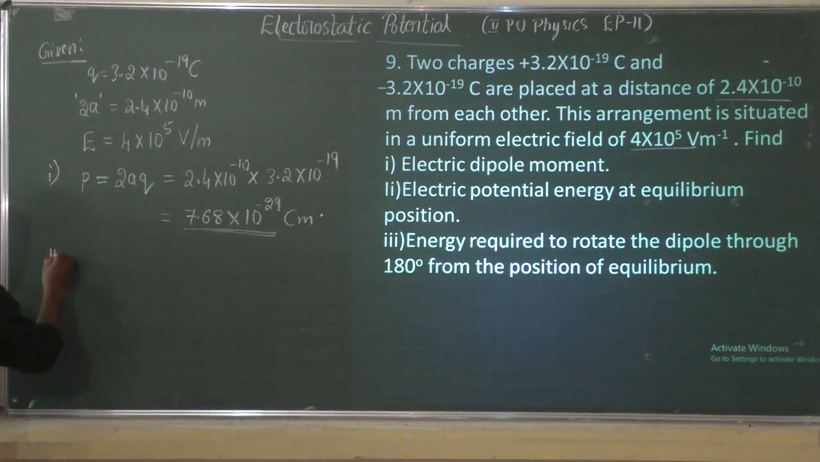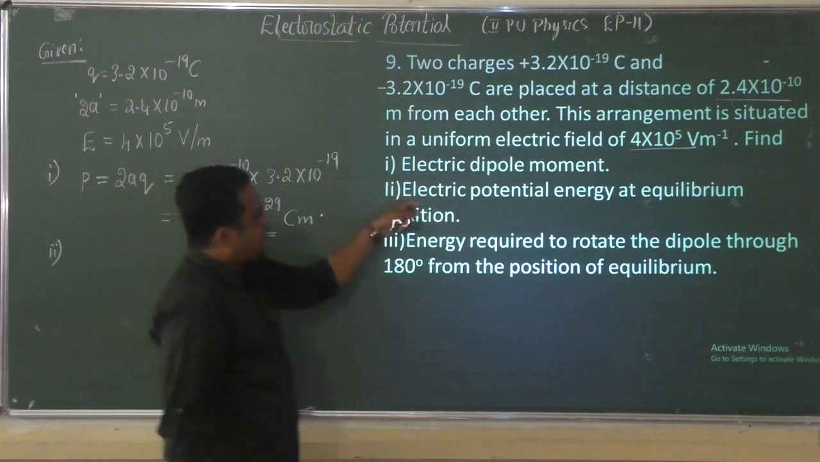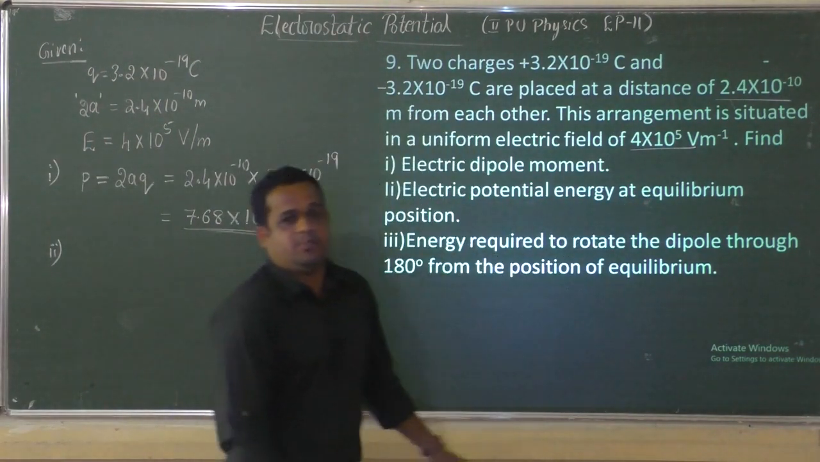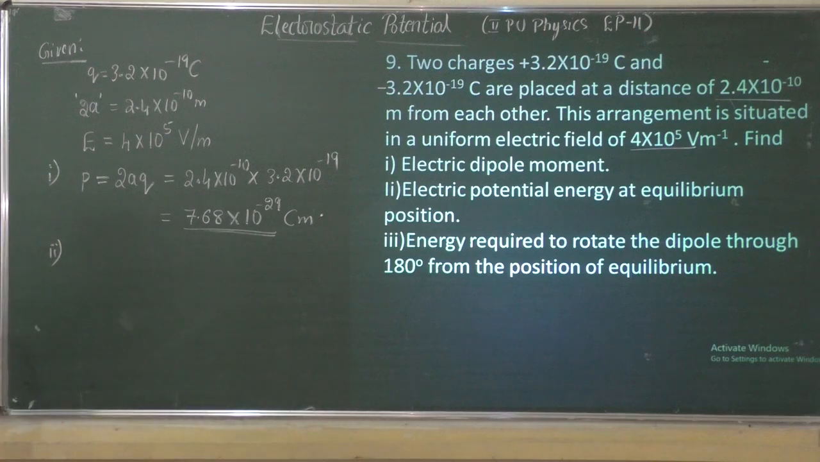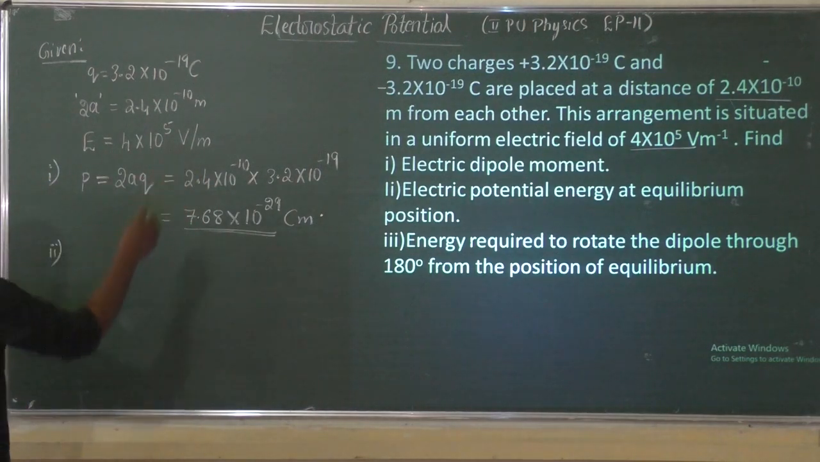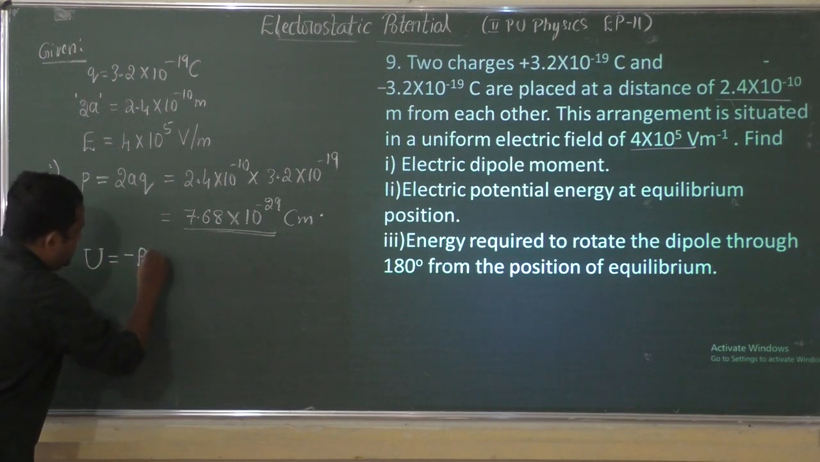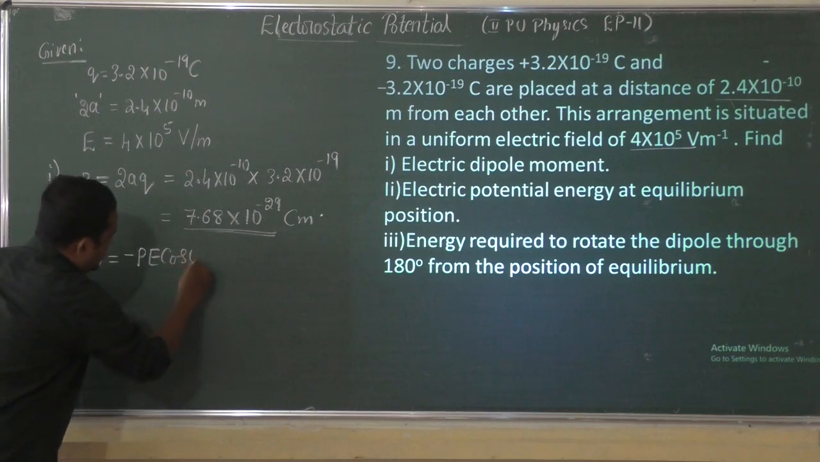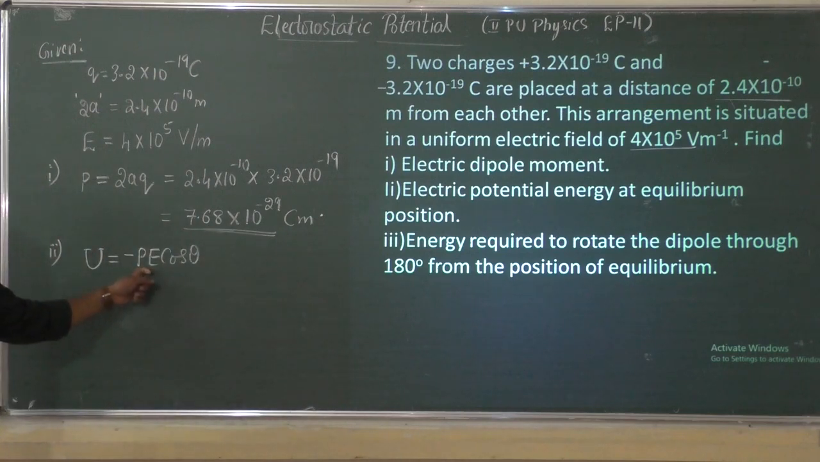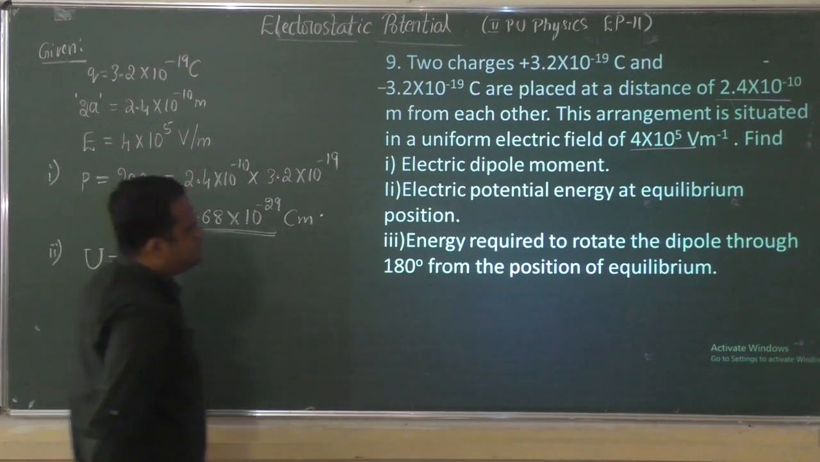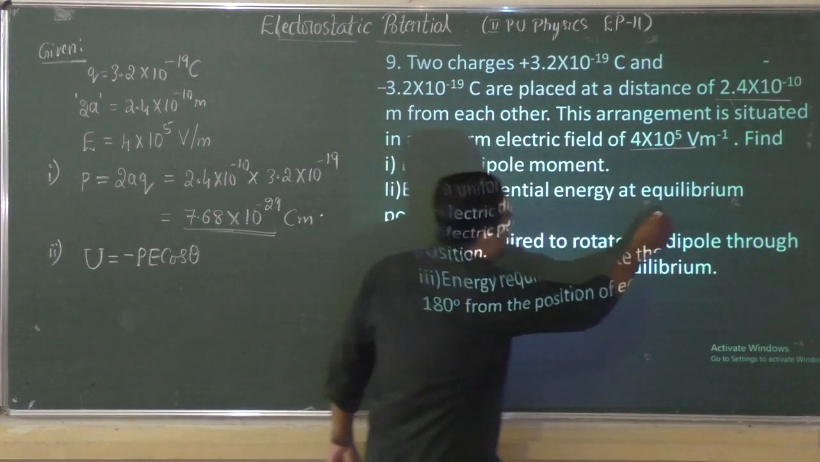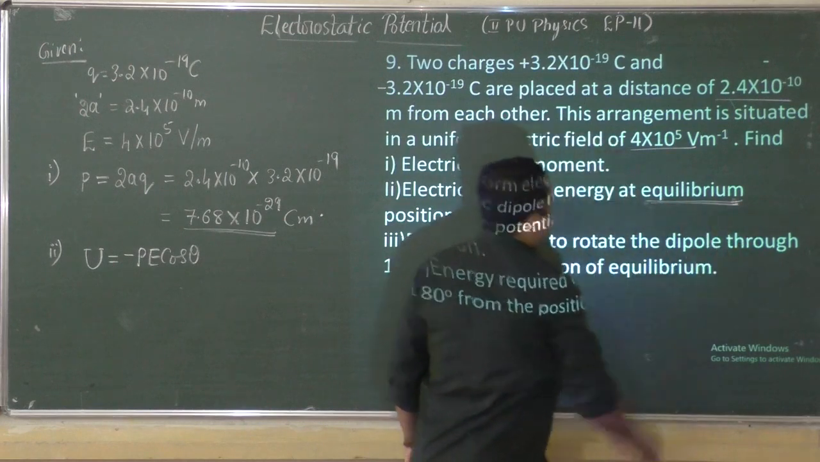Second quantity, electric potential energy at the equilibrium position. What is electric potential energy at the equilibrium position? In the last class we derived this equation: potential energy of dipole is given by minus pE cos theta, or it is the dot product of dipole moment vector and electric field vector, minus pE cos theta. We have to calculate the potential energy at the equilibrium position.